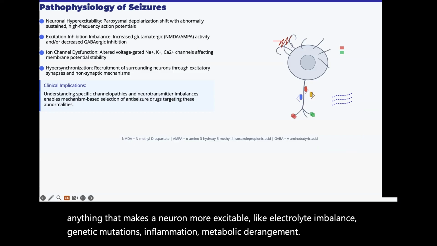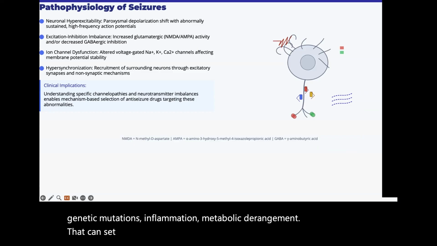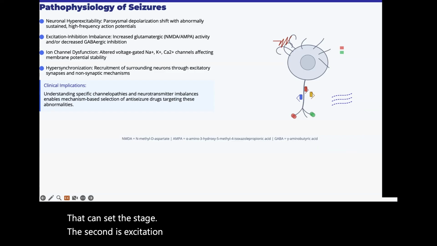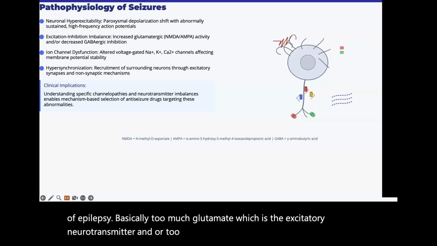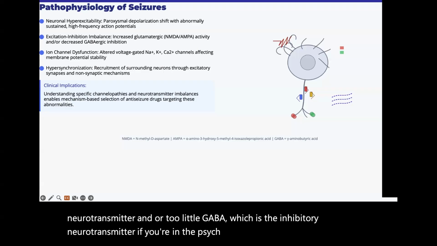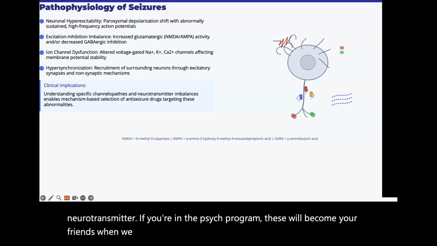The second is excitation-inhibition imbalance. Now, this is the core concept of epilepsy. Basically, too much glutamate, which is the excitatory neurotransmitter, and or too little GABA, which is the inhibitory neurotransmitter. If you're in the psych program, these will become your friends when we talk about psychopharm next term.